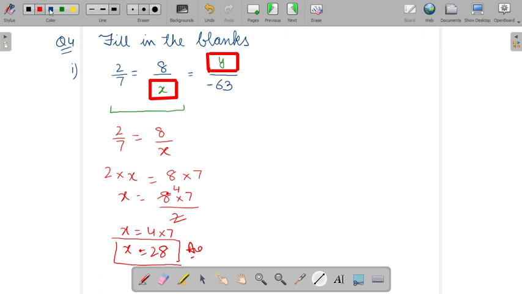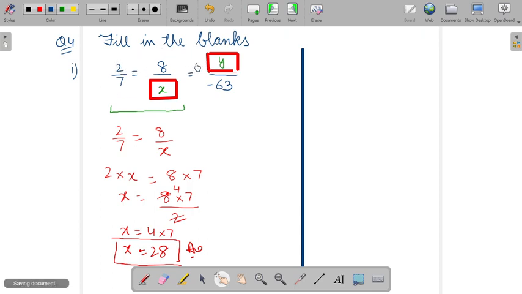Similarly, now we can find out the value of y. Let's go for the y value. अब क्या करेंगे हम, यहाँ पर ये y value we have to find out and this part is given. So what we will do? We will relate these two together.